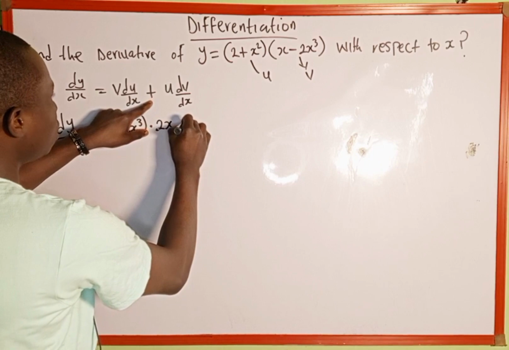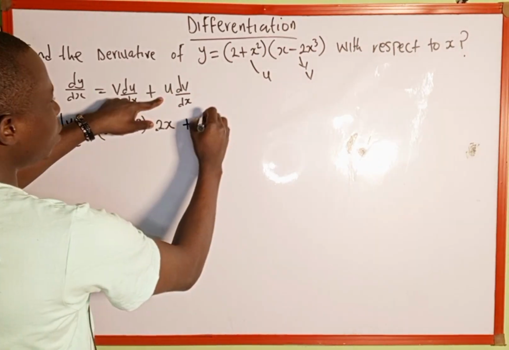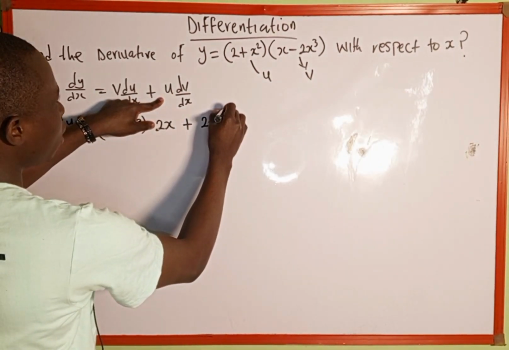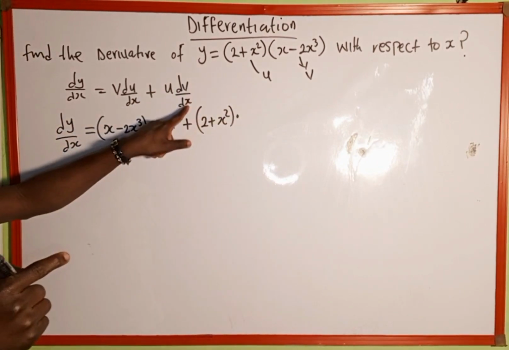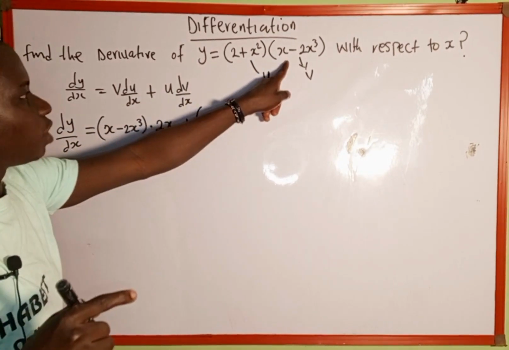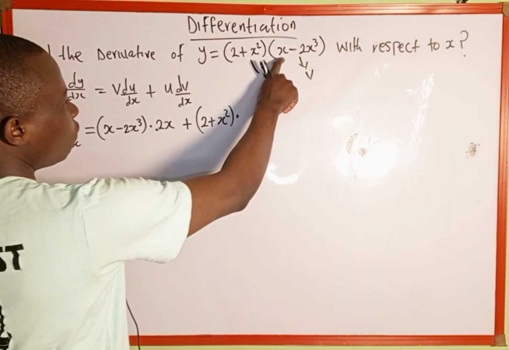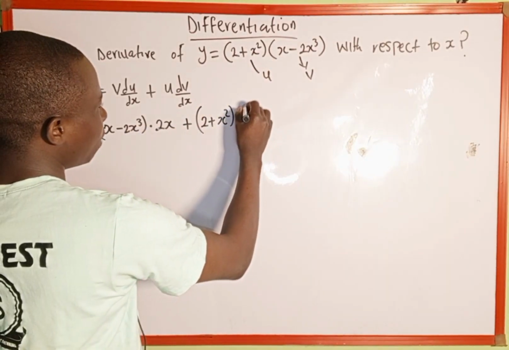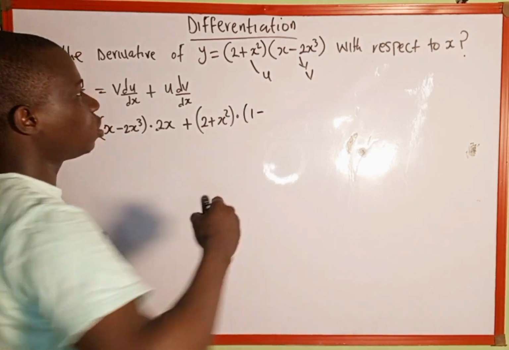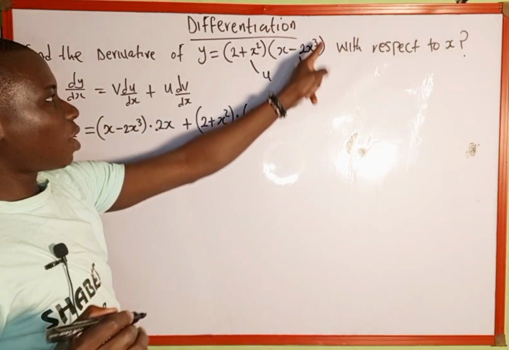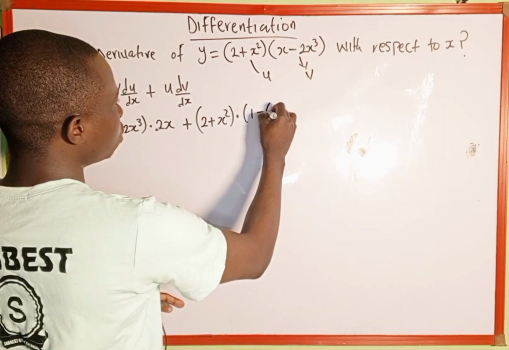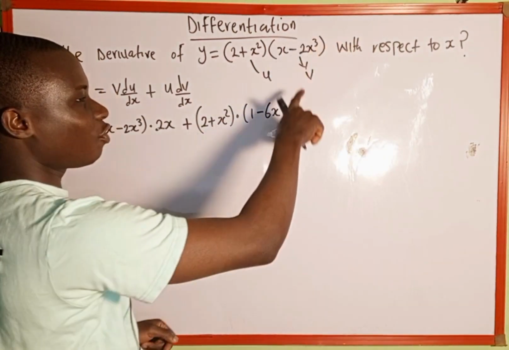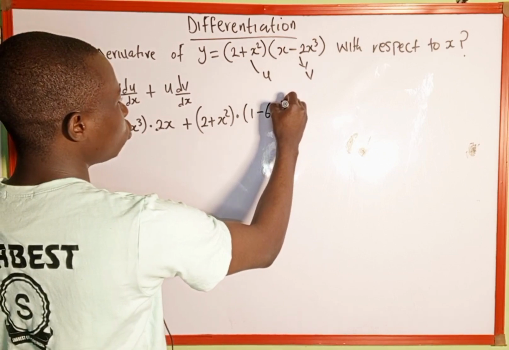Then plus u. What is our u? We let 2 plus x to the power of 2 be u. Then we multiply by what? The derivative of v with respect to x. So we're going to differentiate v with respect to x. The derivative of x with respect to x is the same as what? 1. Then minus the derivative of 2x to power 3. We use the power rule. 3 multiplied by 2x is going to give us what? 6x. Then we take away 1 from the power. 3 minus 1 is going to give us 2.